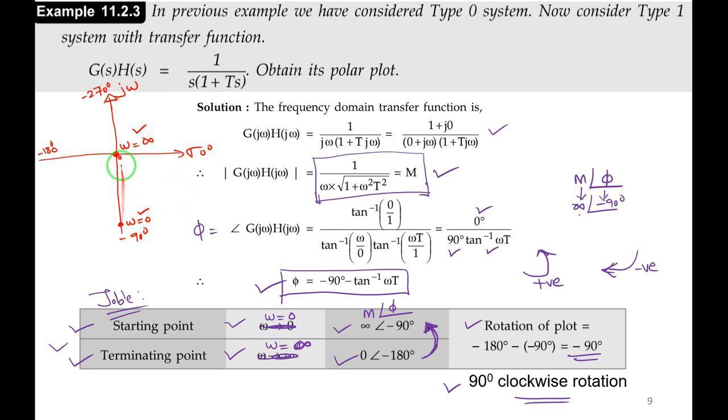I have starting point and terminating point, and I will come to this rotation of plot information. It is telling rotate from starting point to terminating point 90 degree clockwise direction. So this is 90 degree. I will rotate like this. So this is rotation of the plot. This is 90 degree clockwise rotation. So this is the polar plot.